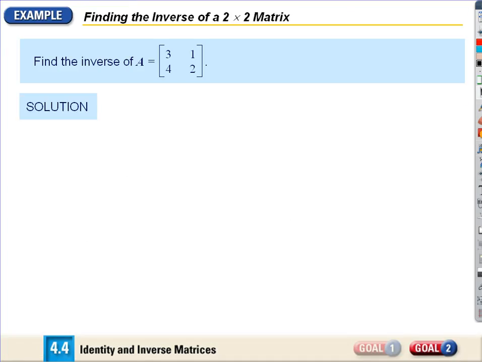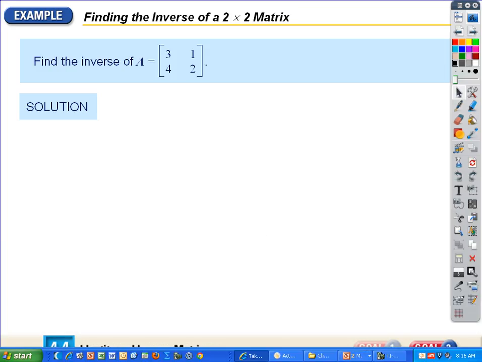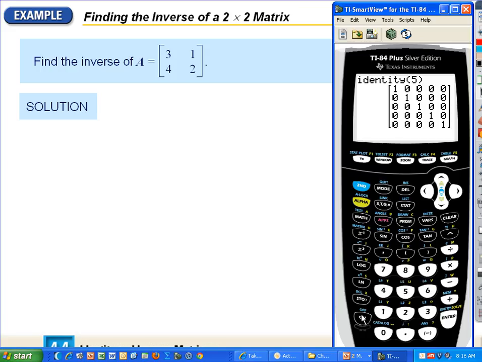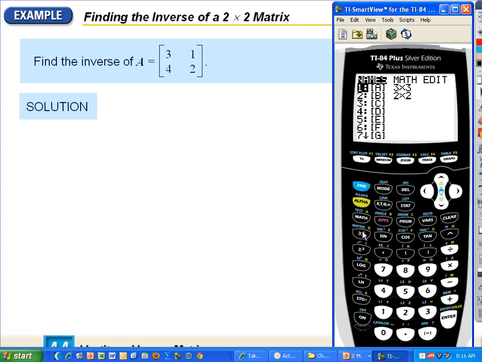It's real simple, as you probably expect on the calculator. All we do is input the matrix, so let's do that real quick. Second matrix, edit, enter. So for matrix A, it's a 2x2, right? So 2, enter 2. And then 3, 1, 4, 2. Okay. And now that we've got the matrix in there, we'll just quit.